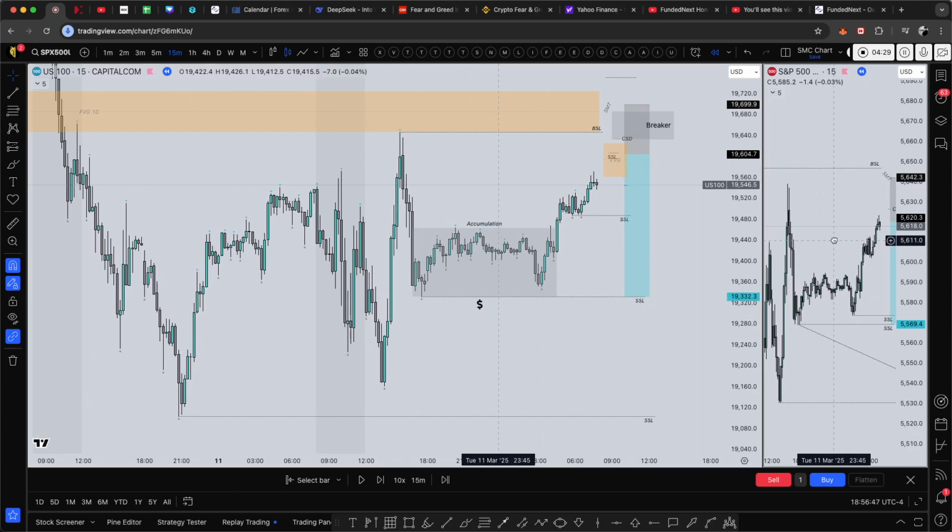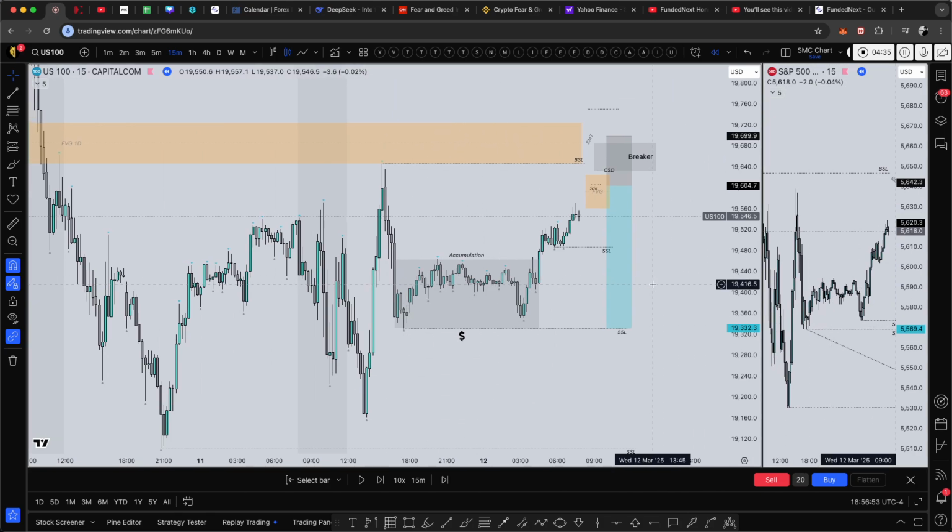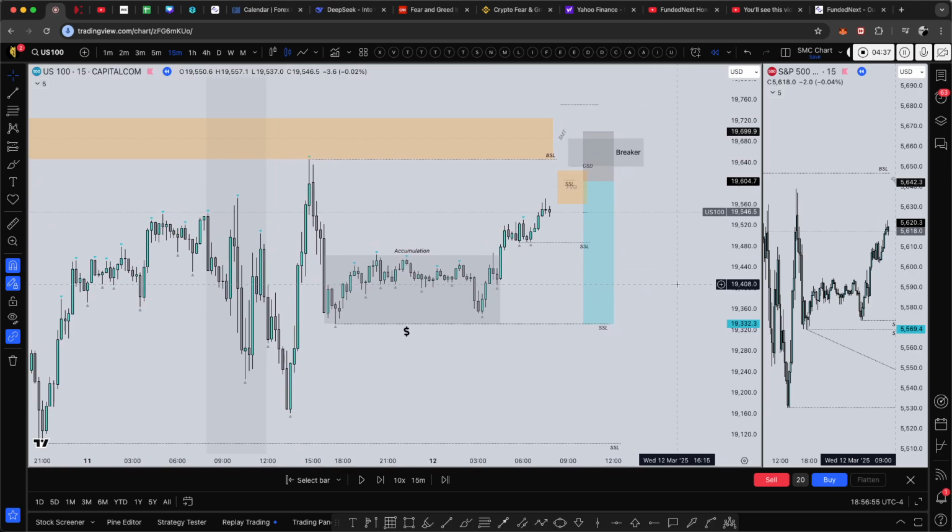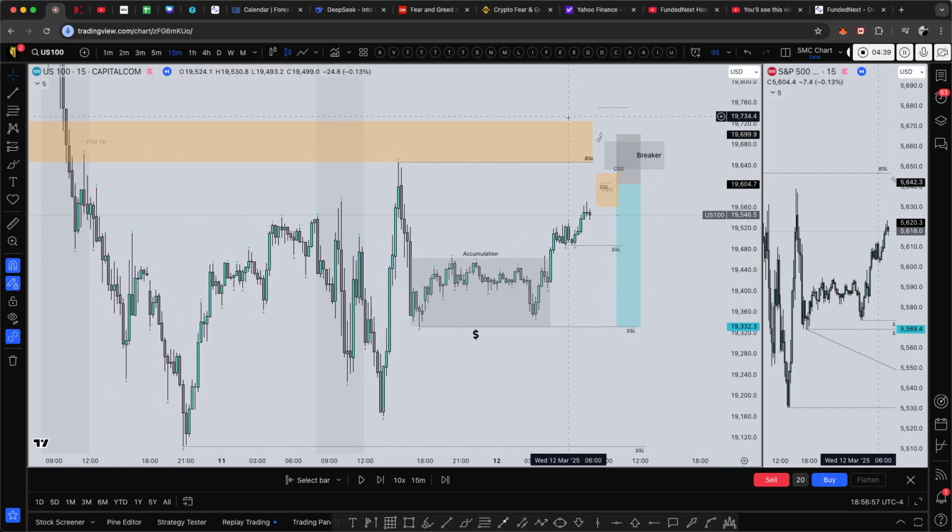The same is happening on S&P. Notice that we do have relative equal lows also right here at the bottom. So I truly don't want to buy. My intention is actually to sell. I'm paying attention to this daily fair value gap right here at the top. We have this liquidity point.